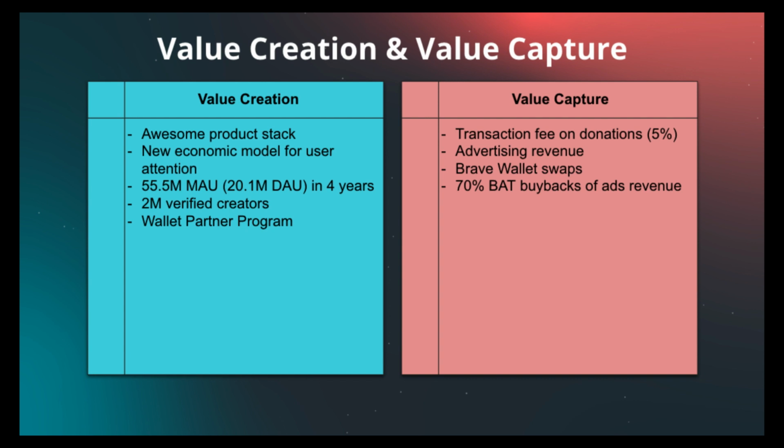So I think one takeaway from the value capture side is that it seems to me that the biggest demand driver for BAT and BAT price is Brave's own buybacks, which are correlated to their advertising revenue. So, it can be good, but it can be bad, because if their advertising business starts going sour, then that means there's going to be less demand for BAT and less reward for users. So that could lead to a downwards spiral.